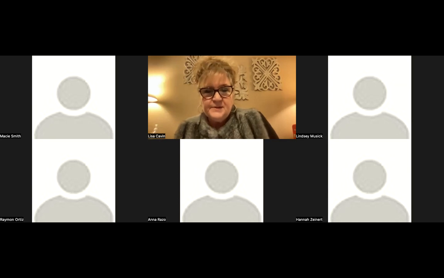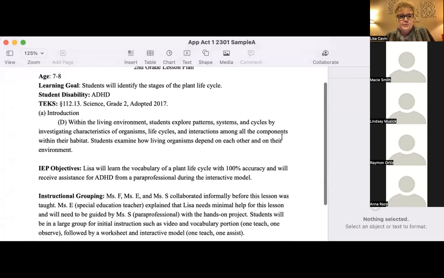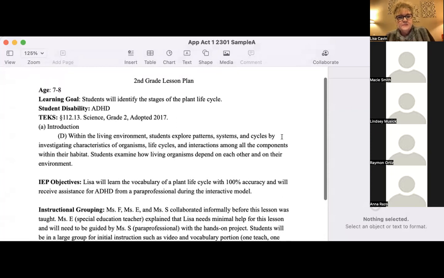And then I have a couple of samples that came out of a class, a year or 2 ago when we did this activity. And so I have those as sample A and sample B. So here is sample A, and these are on Canvas for you to look at. This first one is a 2nd grade plan. And you can see how the students put it together. They listed the age of the students as 7 or 8 year olds. The students will identify the stages of the plant life cycle.